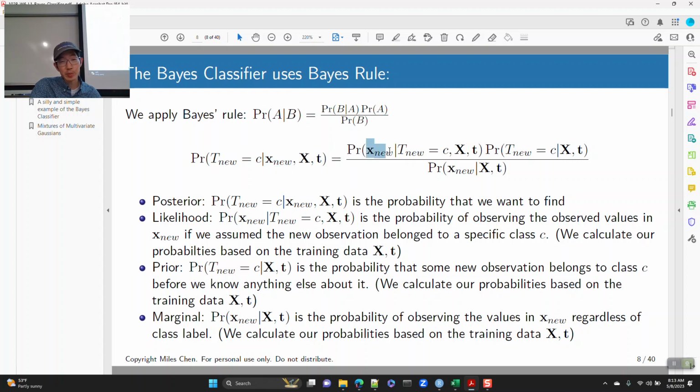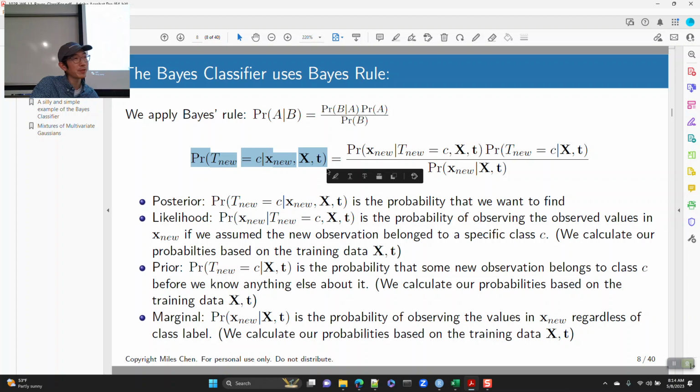It's equal to the probability of getting our X values if it does belong to class C. So what's the probability of getting the X values that we have if it belongs to class C? We multiply that by the probability that something belongs to class C regardless of the values. And then we divide that by the probability of getting our X values regardless of what class it belongs to. We like to use these names for the different pieces.